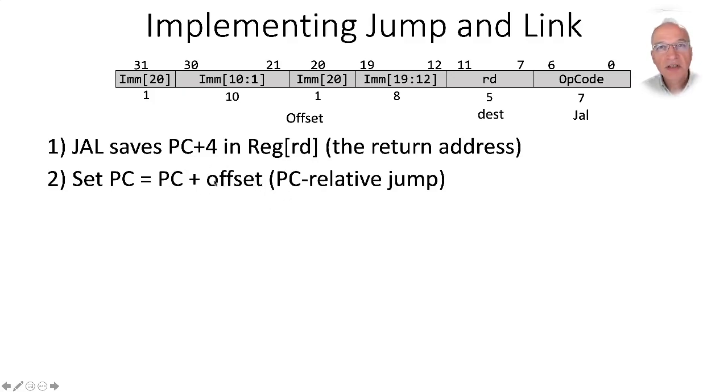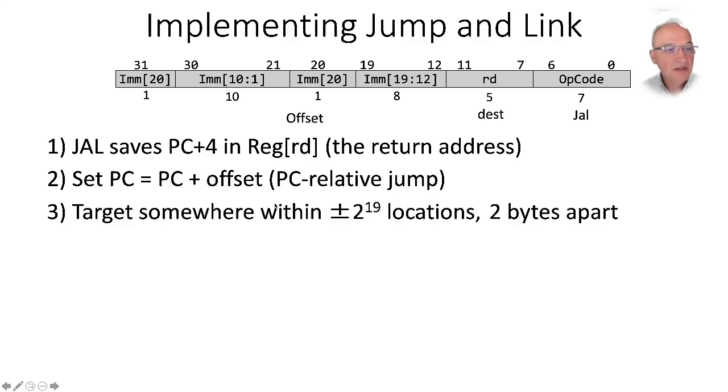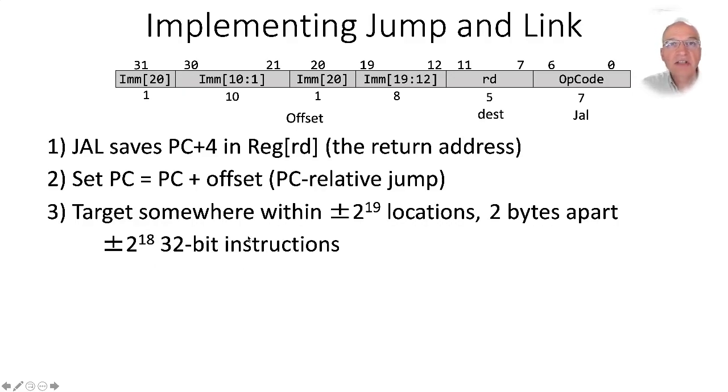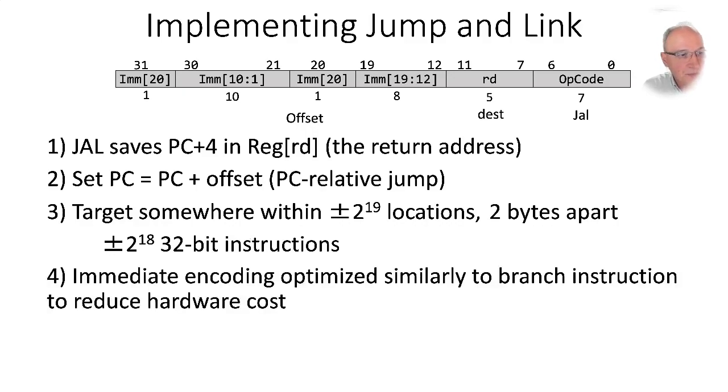What we'll do now is change the value of the program counter. I need to change the value of the program counter to be PC plus the offset. The target of the branch will be within plus or minus 2 to the 19 locations, because I have 19 bits that I can specify here, and it has to be 2 bytes apart. So the consequence is that I can jump plus or minus 2 to the 18 32-bit instructions.